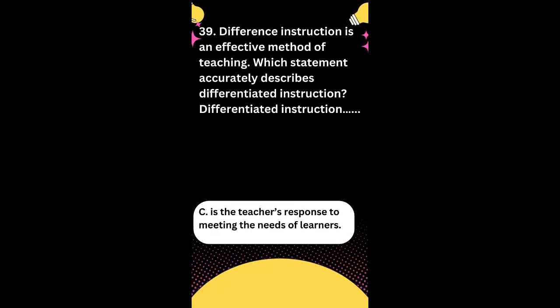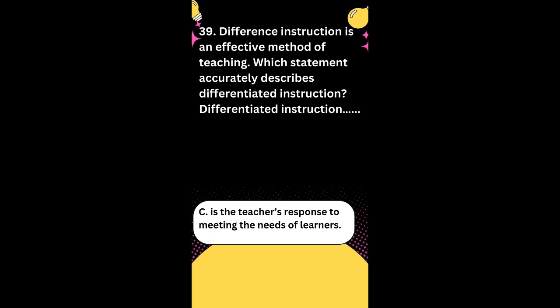The correct answer is C. Is the teacher's response to meeting the needs of learners.